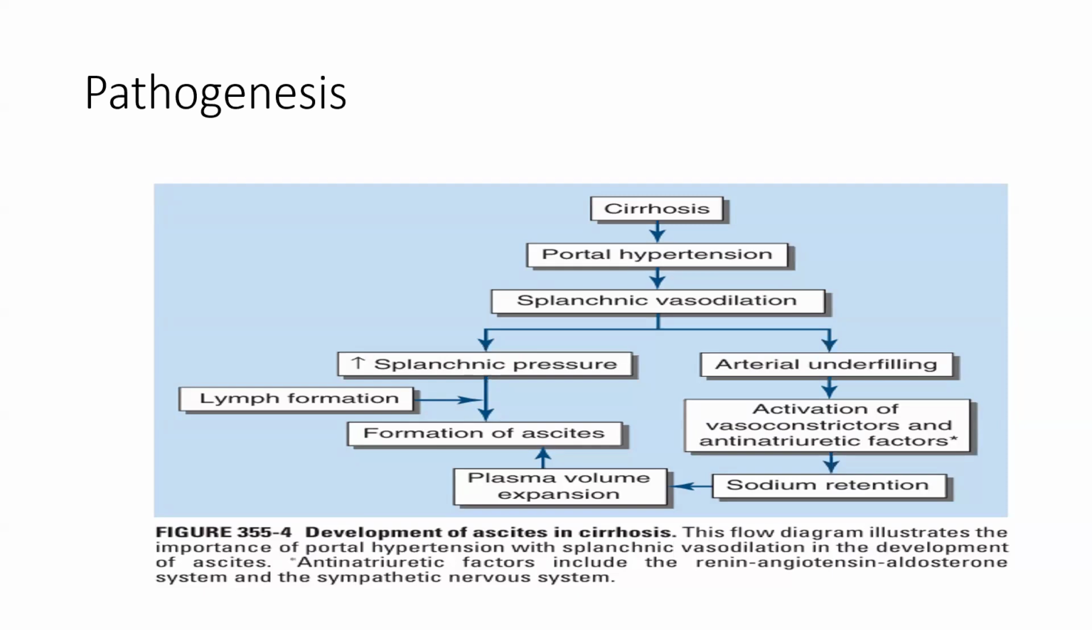Because of the arterial underfilling, there is activation of the renin-angiotensin system, that is the RAS system, and the sympathetic response is activated. Because of this, it leads to sodium retention, which causes plasma volume expansion that leads to ascites.